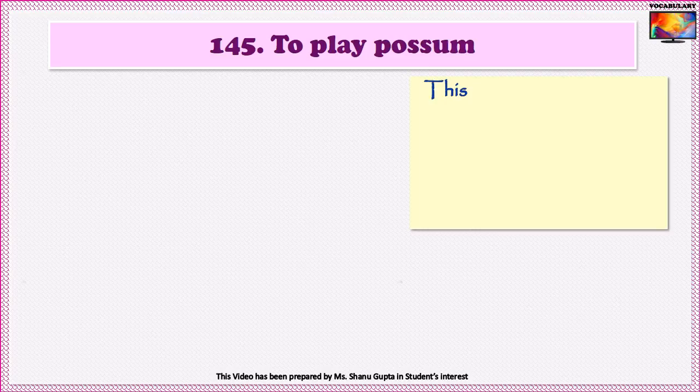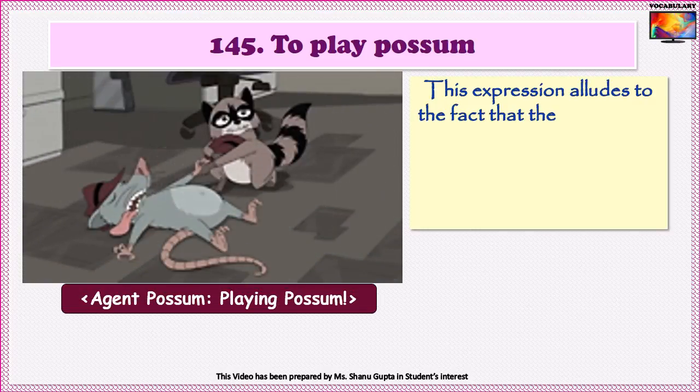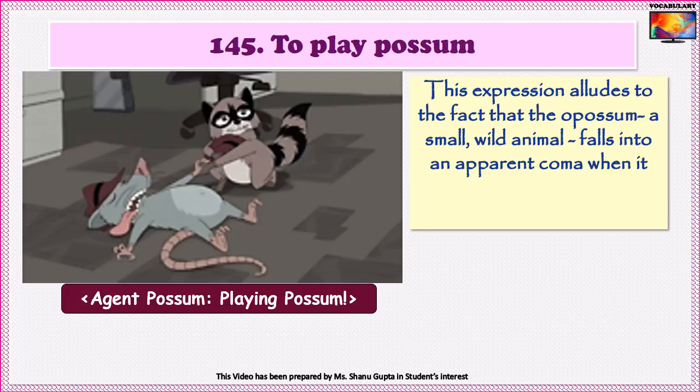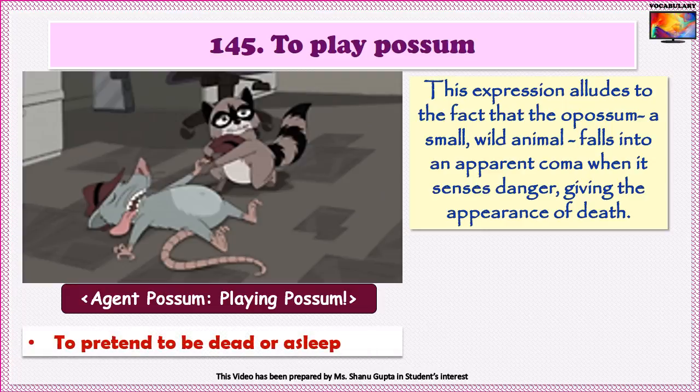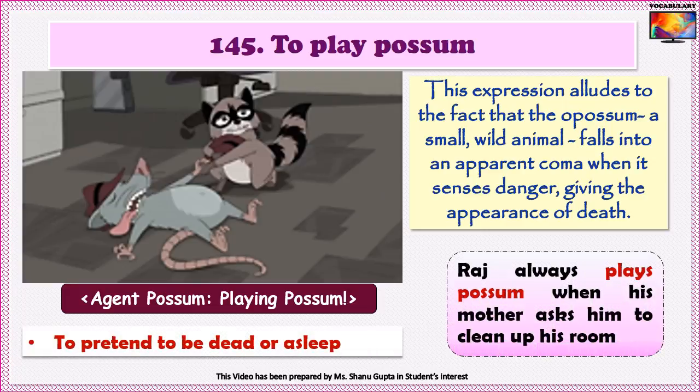To play possum. Well, possum here refers to opossum, which is a small wild animal and a unique one in nature. This animal falls into an apparent coma when it senses danger, which gives the observer an appearance of death. So to play possum means to pretend to be dead or asleep. For example, Raj always plays possum when his mother asks him to clean up his room.